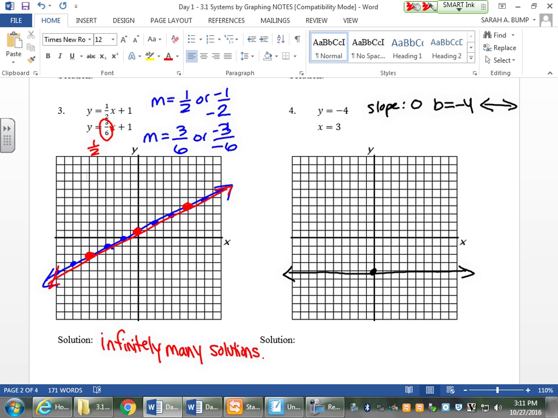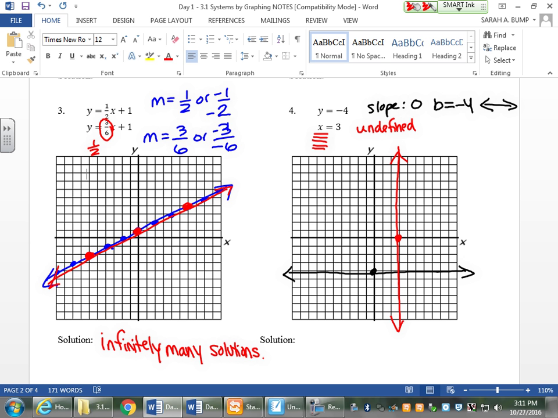For the second equation, it says x equals 3. There's no y at all. This would have an undefined slope. There is no b value. You go to the x-axis at 3, so it says x equals 3, and you draw a vertical line.